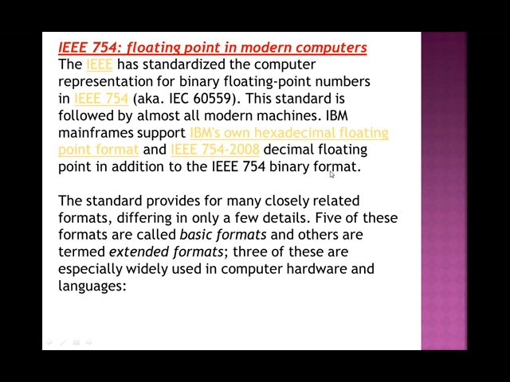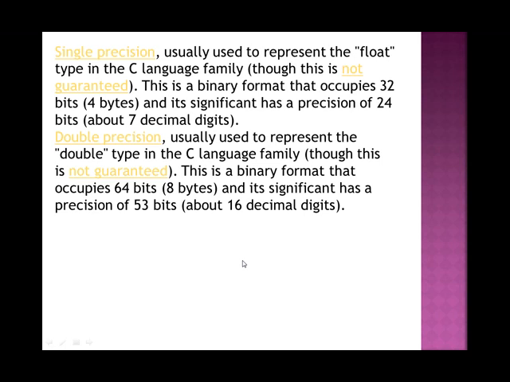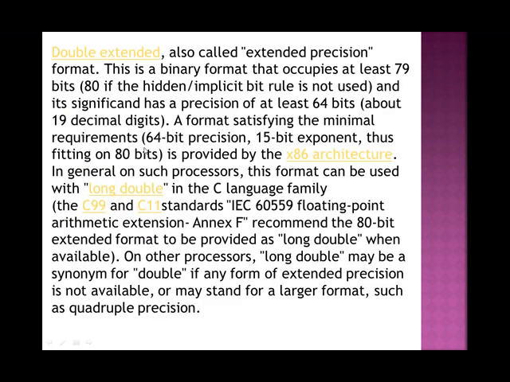Then we also talked about the basic format as well as the standard format, and three basic versions. The first one is single precision, which is of 32 bits and 24 bits. The next one is double precision. And the third one is double extended or simply extended precision. So there are three types of precision: single, double, and extended.